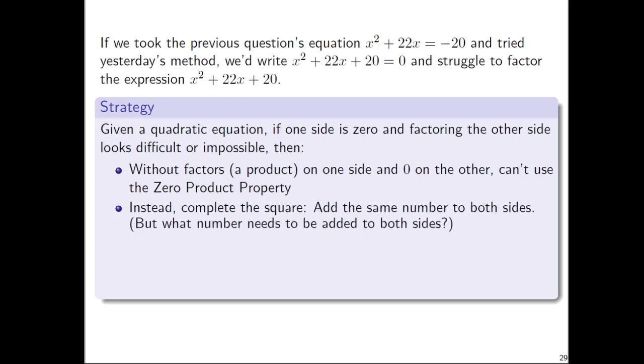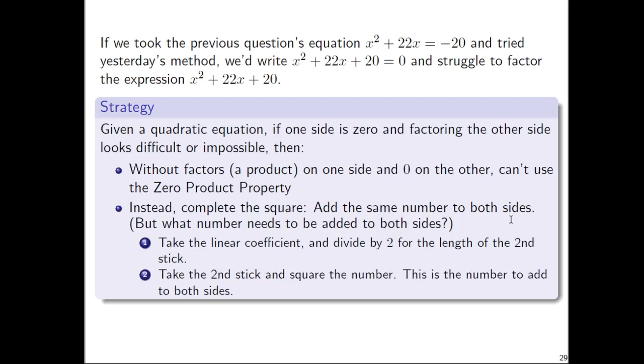And so what you need to do is add the same number to both sides, right? It's always valid to add the same number to both sides, even if the number doesn't appear in the original problem. But what number should you add to both sides? Well, you take the linear coefficient, the number in front of x, like we took earlier, the number 22, and then divide by 2, and that's the length of the second stick. So in the example we were looking at, that was 11, right? But it's not the number 11 to add to both sides. Instead, you take that second stick, which in our last example was 11, and square that number, off to the side, in our case 121. That is the number to add to both sides.